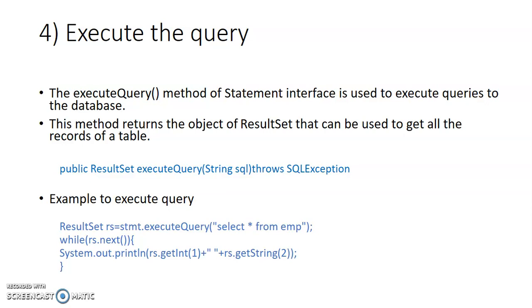I repeat, the first step is create the translator, get the driver registered. Second step is create the road, create the connection. Third step is create the statement object. And fourth step is execution of the query. We have used the result set. We have created that box in which the output is available. That box is nothing but the result set object.